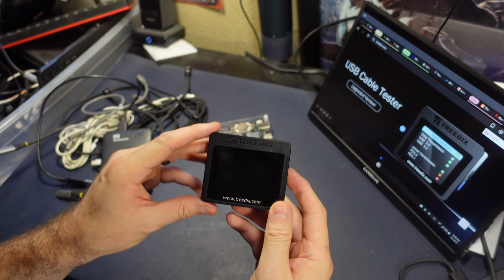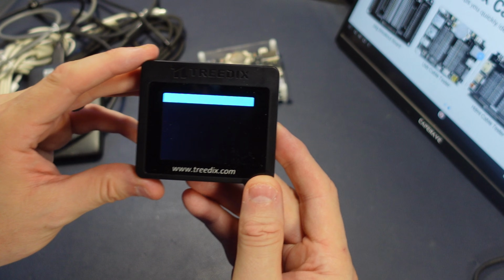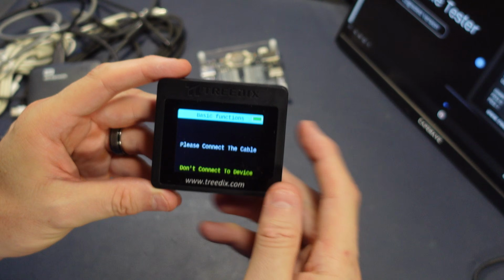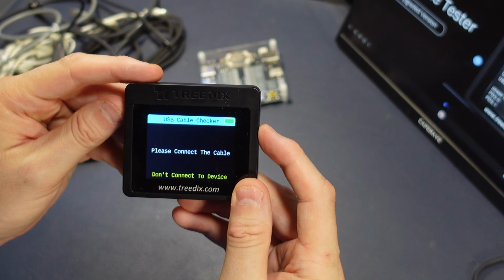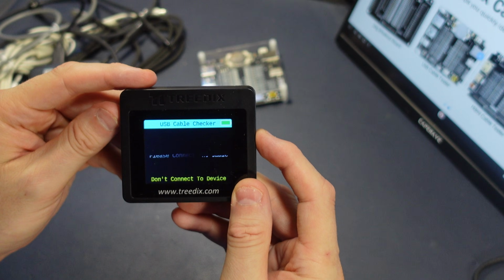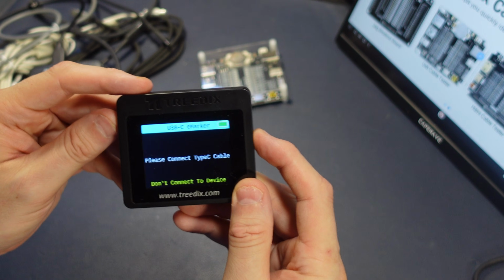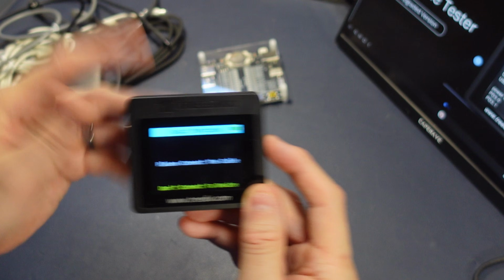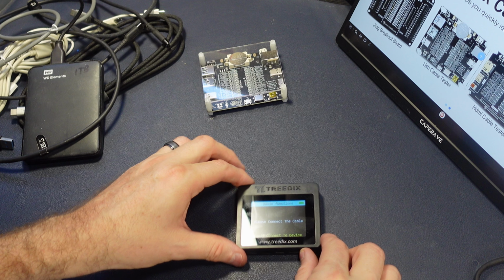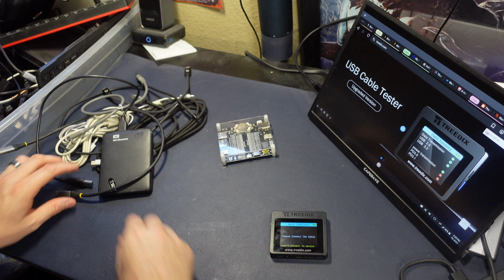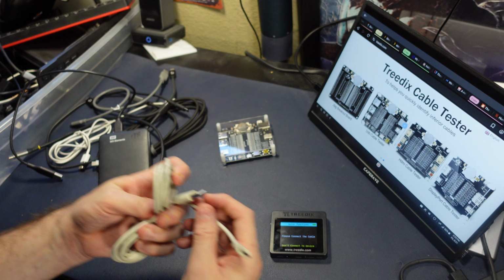So when you turn this guy on, it's got a short boot process. And you have basic functions, a USB cable checker, resistance test, and something about an e-marker. I have no idea what that is. But let's take a look at what this does for something with basic functionality. I'm gonna make sure the light's not on there. So let's take a look at something like this.